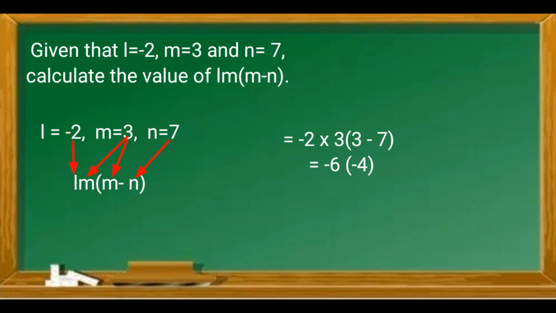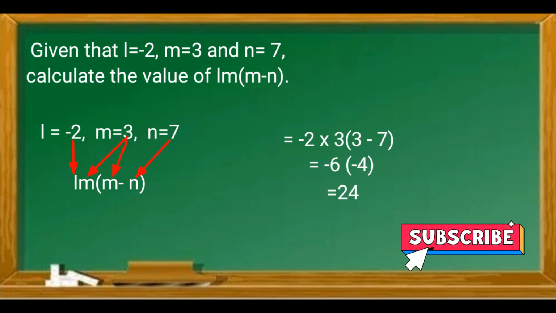3 minus 7 is negative 4. Negative 2 by 3 is negative 6. Negative 6 multiplied by negative 4 is equal to 24. So the answer is 24 when you substitute.